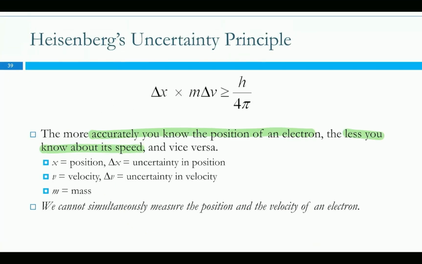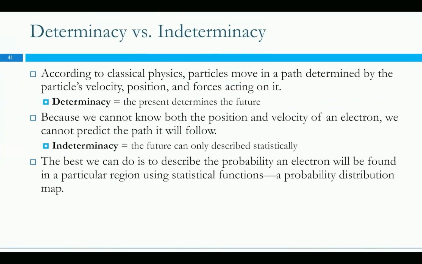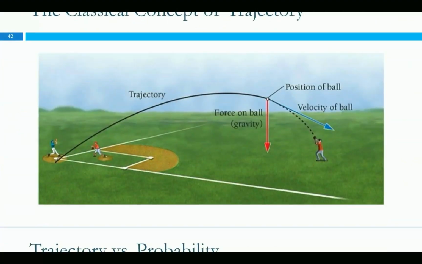Again, just like wave-like and particle-like properties are complementary, speed and velocity of an electron, speed and velocity are almost the same thing. Position and velocity are complementary. We can know an electron's position or we can know its velocity, but you can't know both at the same time. So you get some weird stuff out of this, like determinacy, indeterminacy.